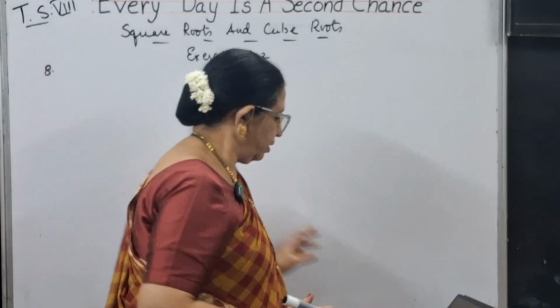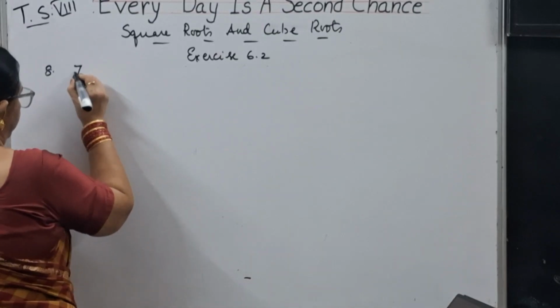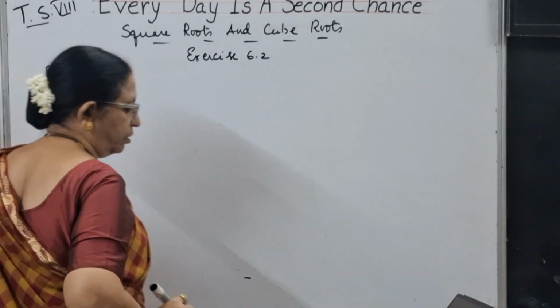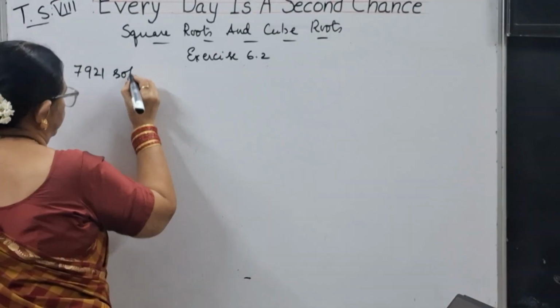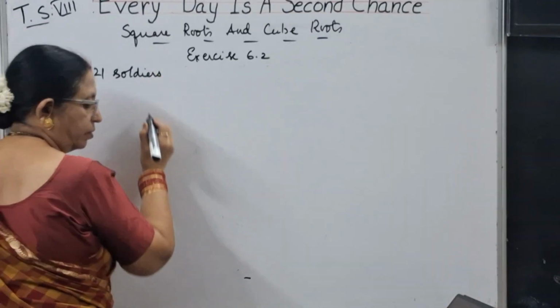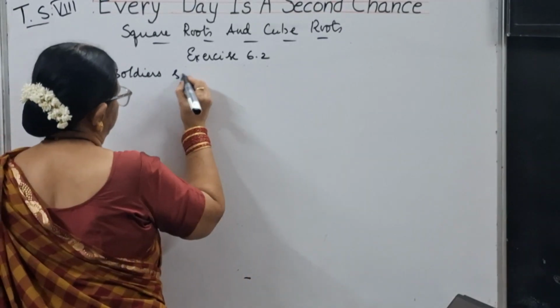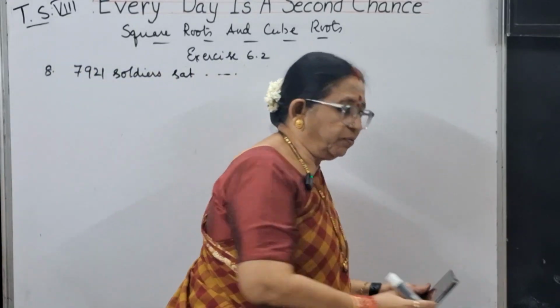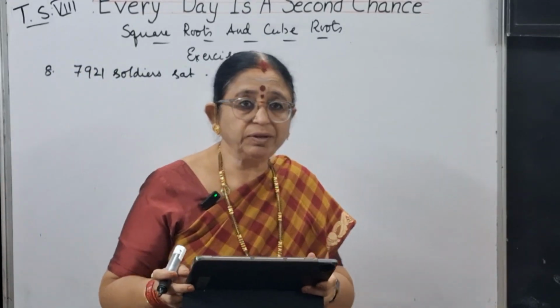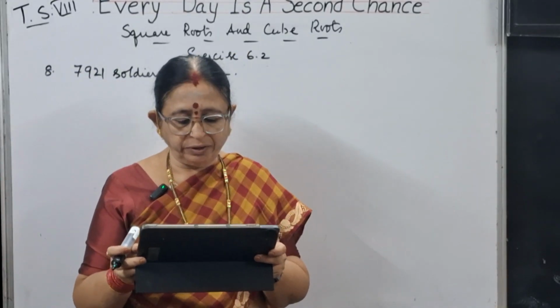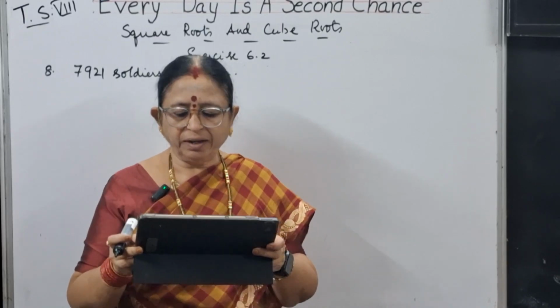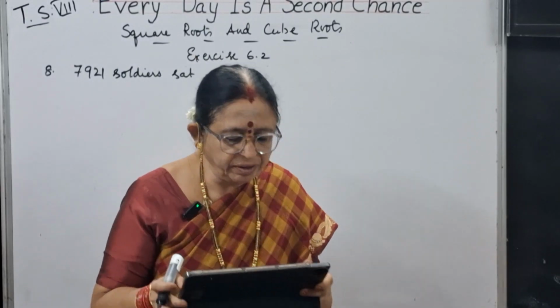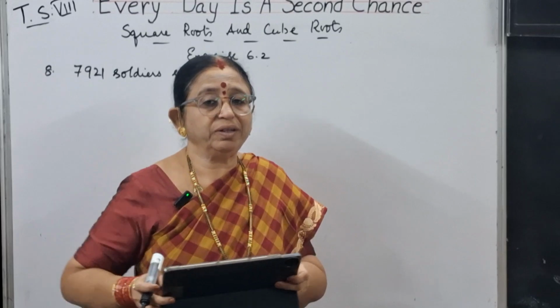Now the next one, children, eighth sum. 7921 soldiers sat in an auditorium. Let me read. 7,921 soldiers sat in an auditorium in such a way that there are as many soldiers in a row as there are rows in the auditorium.